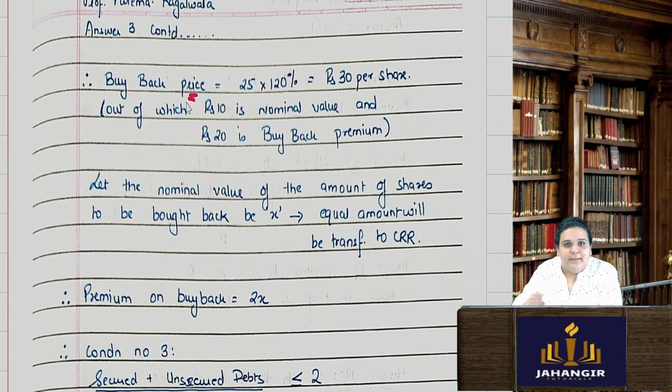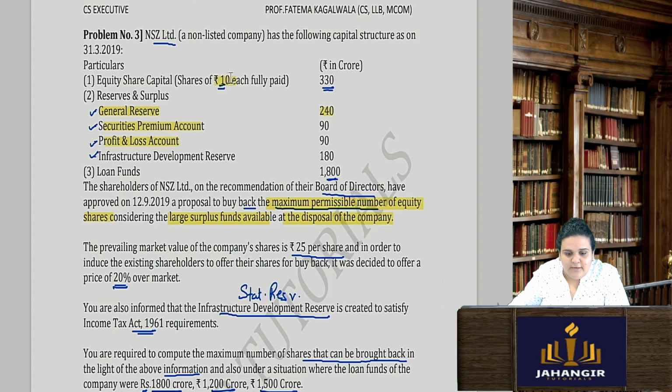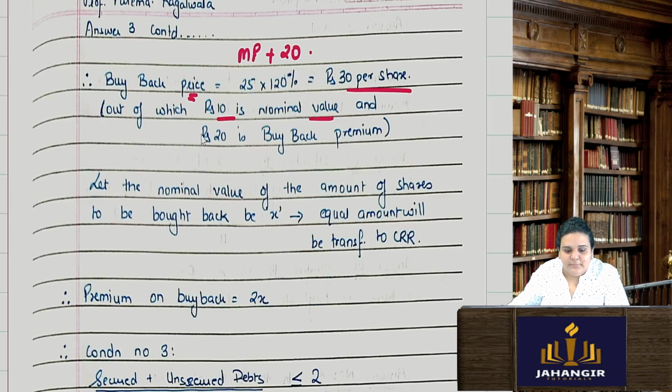Now first I will see my buyback price. Market price plus 20% they are giving. That means market price into 120%, no? That will become rupees 30 per share. If you do 25 into 20% and add that to 25 again, it will come to 30 only, 30 rupees per share. I am giving more than the market price, out of which rupees 10 is my nominal value. How did I come to know? Here it is given, no? Nominal value is 10 rupees. Therefore, how much is the premium of buyback?